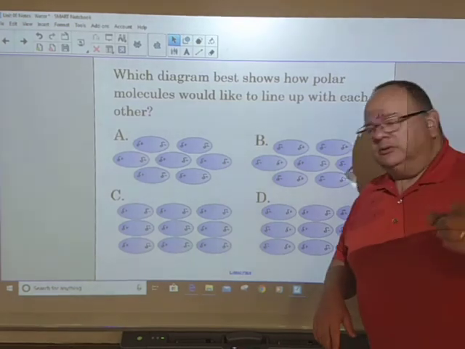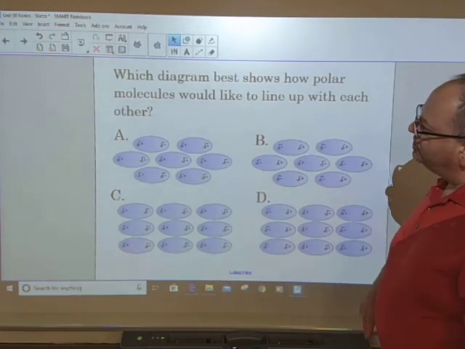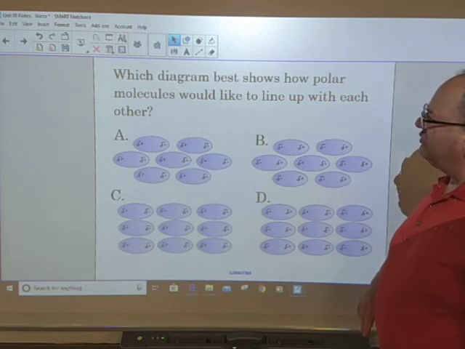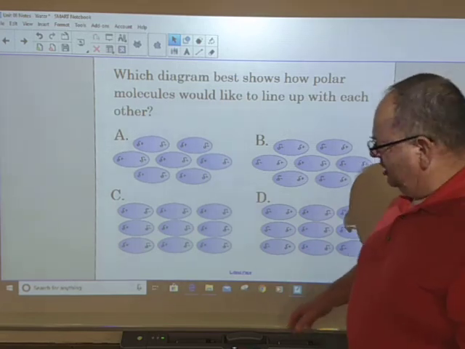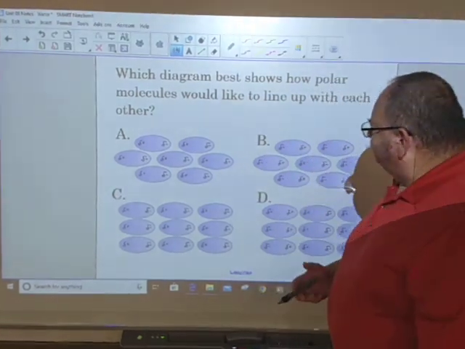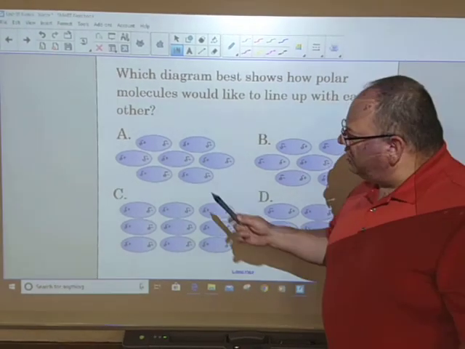All right, pop quiz. So now we're looking at which of these diagrams best represents how polar molecules will line up with each other. I'm not entirely certain how the video quality is coming across to you, so let me just read them off.